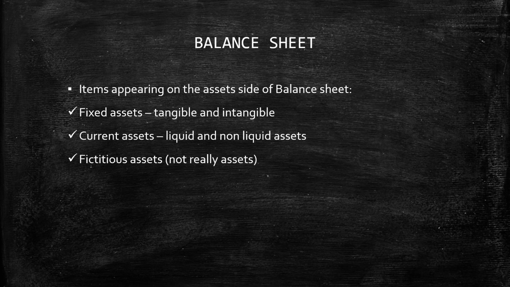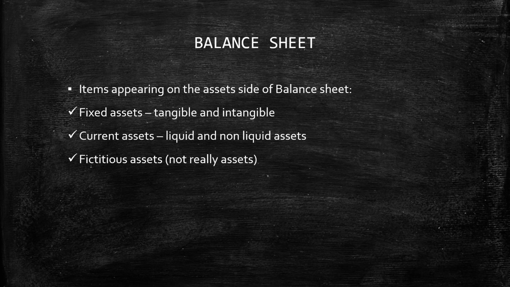The last one is fictitious assets. It's not really an asset, but some kind of items which will come under fictitious assets. For example, your long-term profit on capital profit and assets which cannot be easily written off. Those are all called fictitious assets.